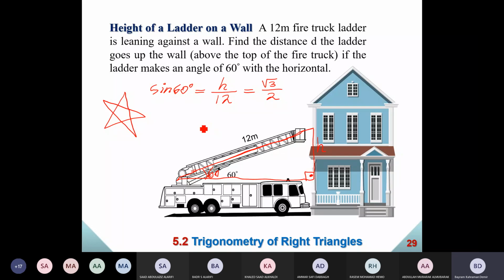And if you solve it for h, Shabab, you will get h equals 6 root 3 meters. 6 times root 3 meters above the top of the fire truck. Okay, as you see, Shabab, as long as you understand the language, if the question is not confusing for you, the solution is quite simple.